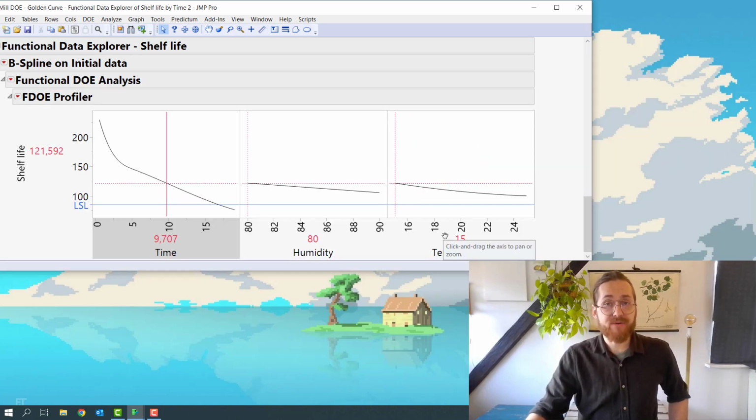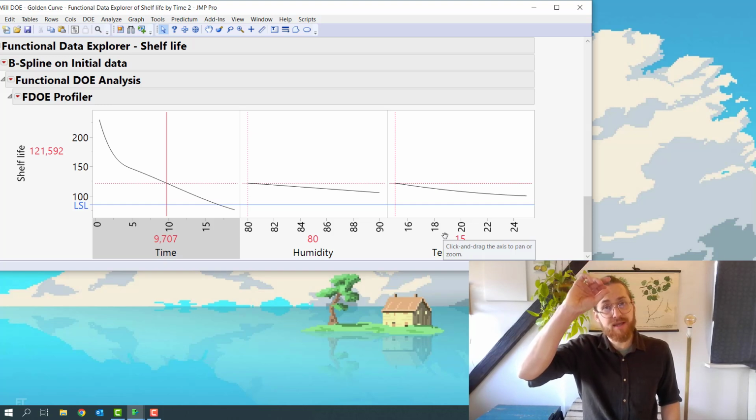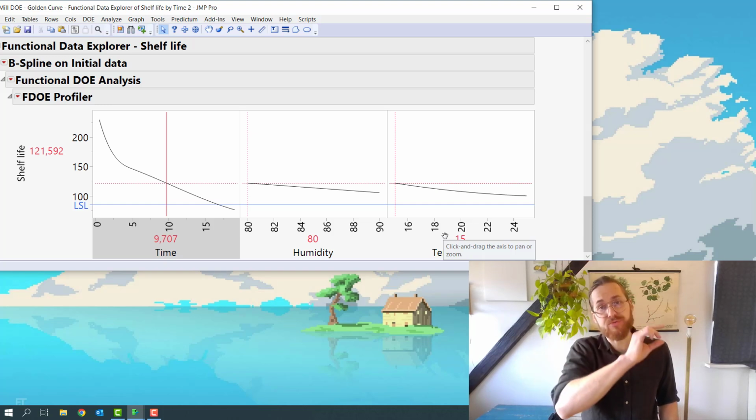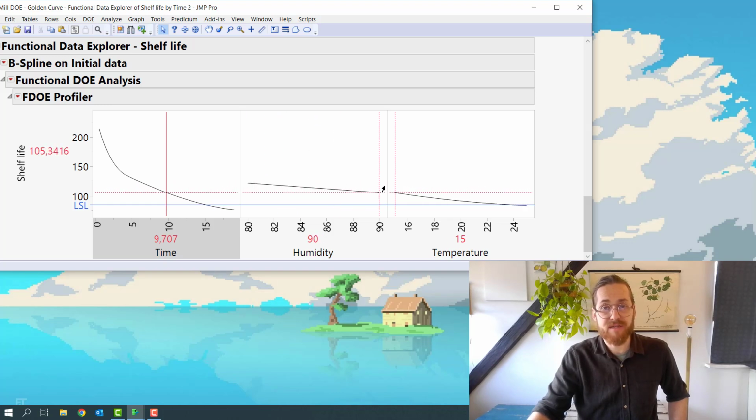So what we need now instead is to find parameters that we can control and link those to the FPC1 and have that in turn linked to the curve behavior. Now JMP does this for us. So what we can do now is we can see that at a low humidity and a low temperature, I'm getting the shelf life that I want. But if I increase humidity or I increase the temperature, I get a much shorter shelf life.